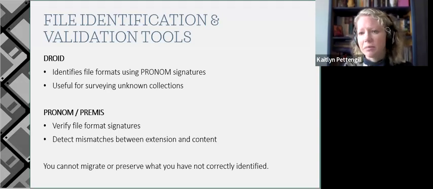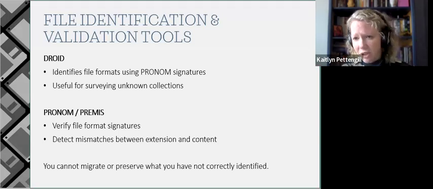If it's something like a PDF or a doc, it's pretty easy. We're all familiar with those. But there are some long disused file formats that nobody's familiar with. And DROID was created by the National Archives of the United Kingdom. It's really great. It helps you to identify the different file formats. And then there's PRONOM, which is also from the National Archives. It's a database of all of the file formats that anyone has ever encountered.